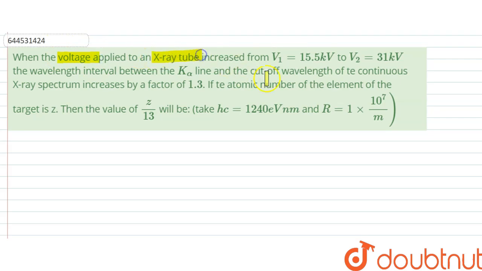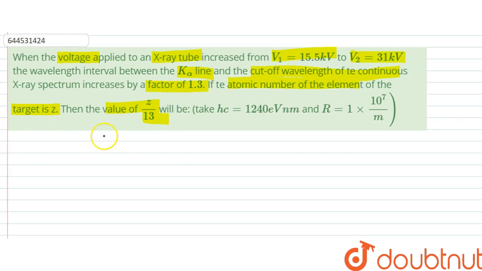Hello, we are given a question and the question says: when the voltage applied to an X-ray tube is increased from V1 to V2, the wavelength interval between the K alpha line and the cutoff wavelength of the continuous X-ray spectrum increases by a factor of 1.3. If the atomic number of the element of the target is Z, then what is the value of Z by 13?